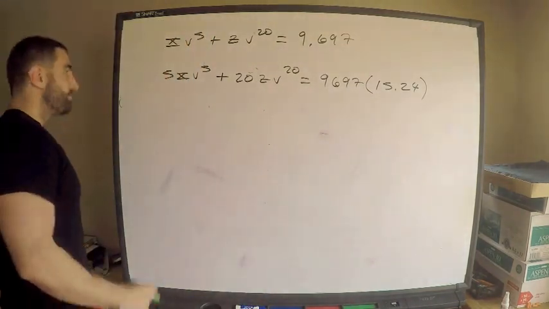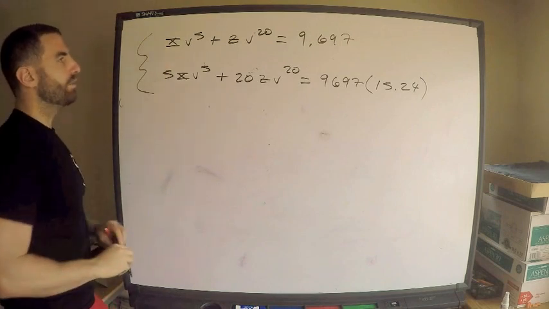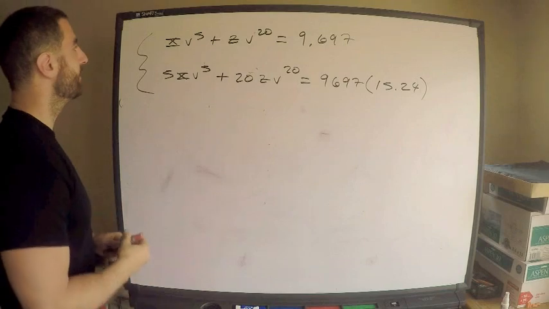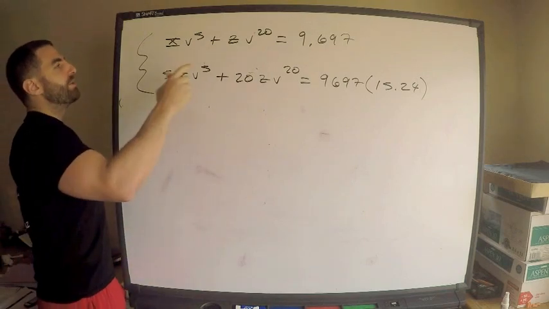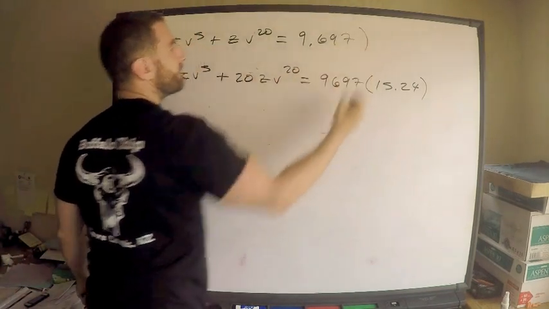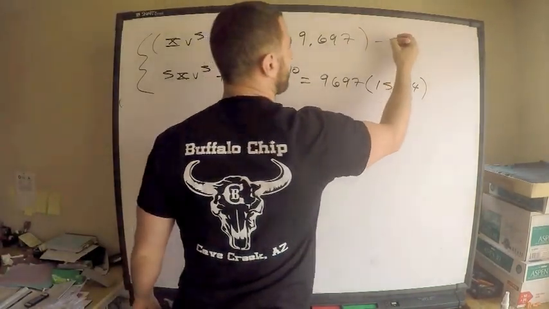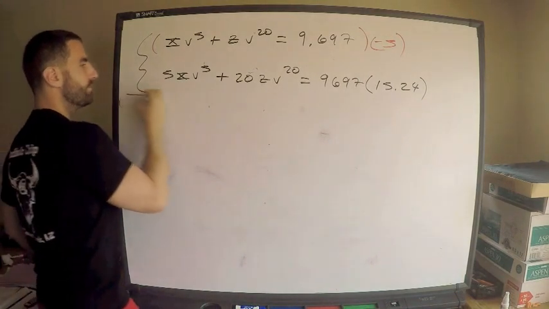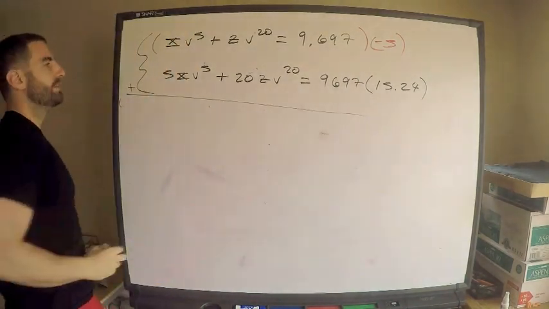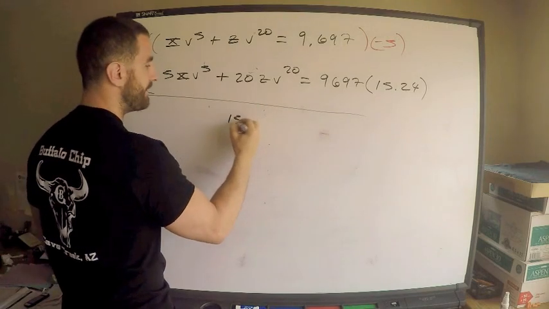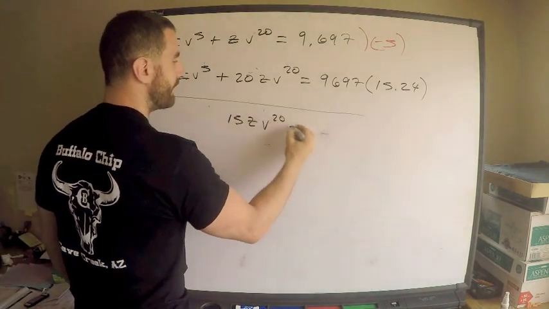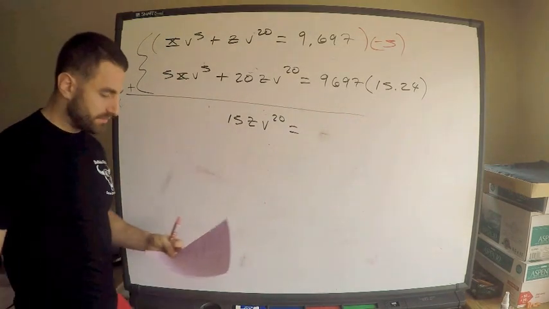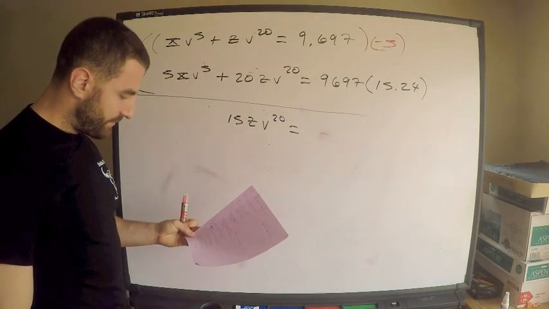We're in great shape. What am I going to do here? I'm going to eliminate a variable. Perfect setup for elimination method, right? I'm going to take the top equation and multiply it by -5. This will get rid of my x variable. Add these up. Okay, this looks like 15zv to the 20 is equal to, I'm not going to do the computation, you can do it. What the hell did I get for this?